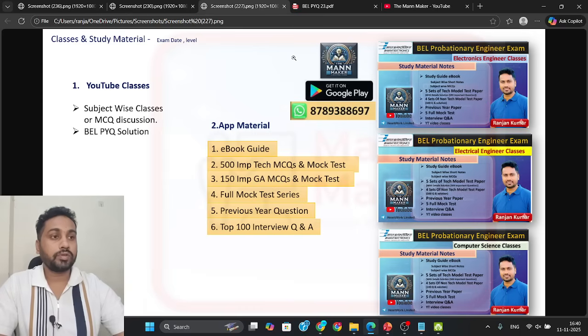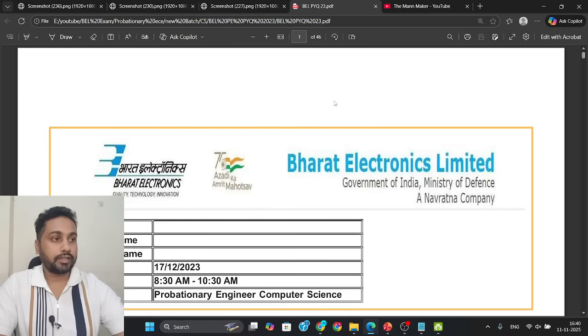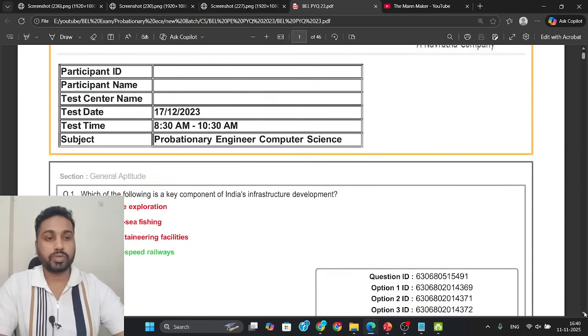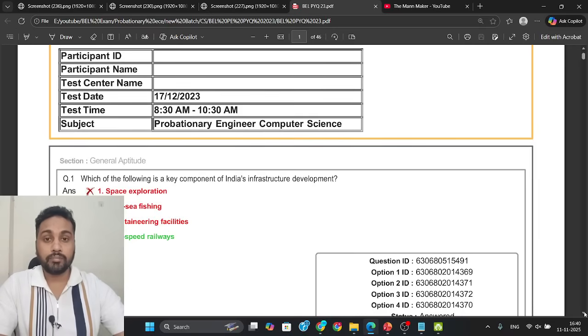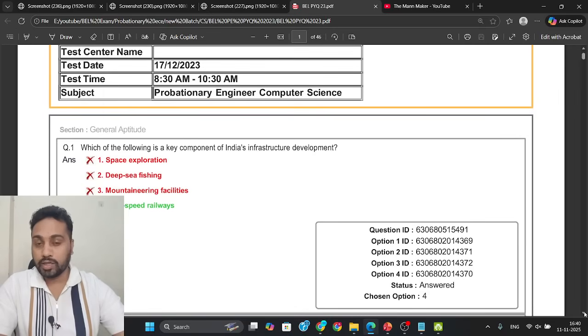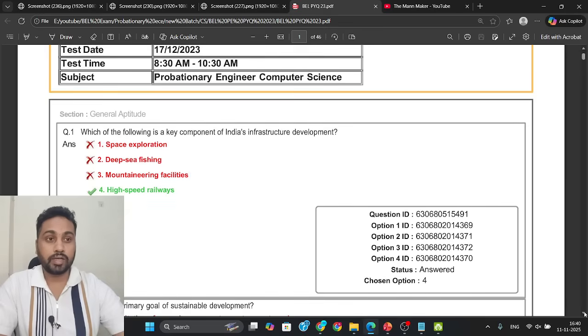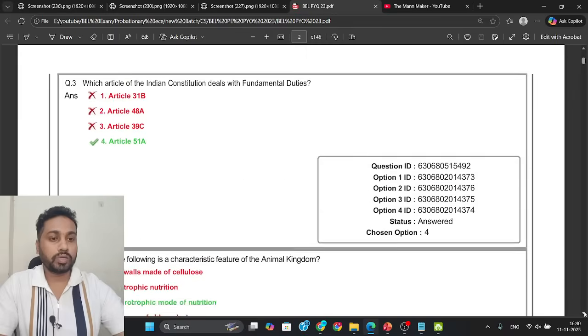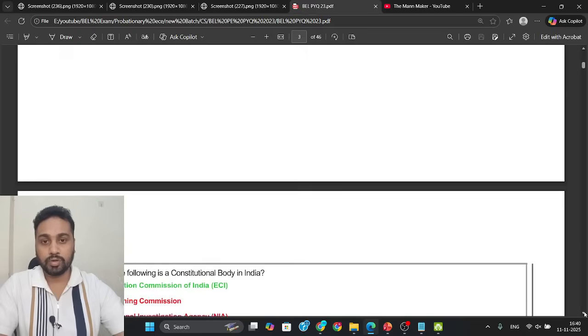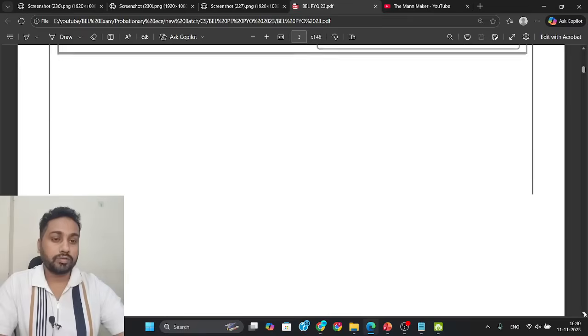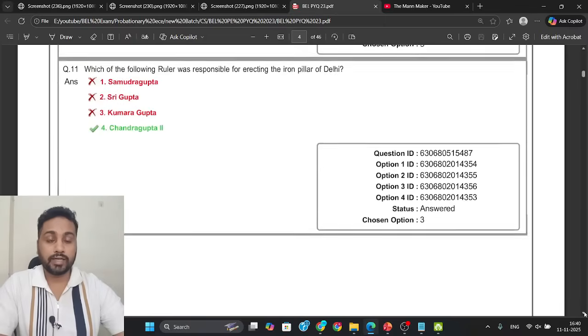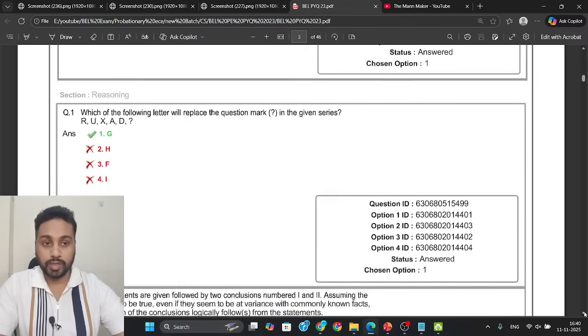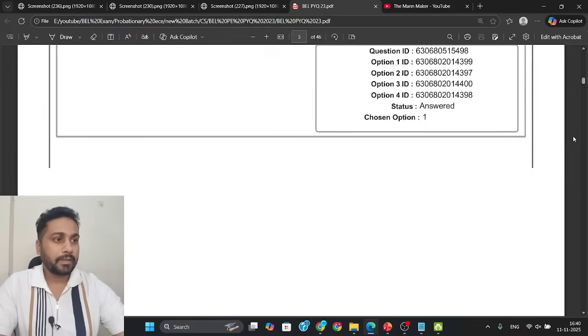As you can see here, this is the BL paper of Probationary Engineer which was held on 17 December 2023, and I have already discussed the general aptitude part in the previous class. You can check that one. I have solved it combinedly for all the branches, so you can check the level of your general aptitude there. Today we are going to see your technical part only, that is related to computer branch people.